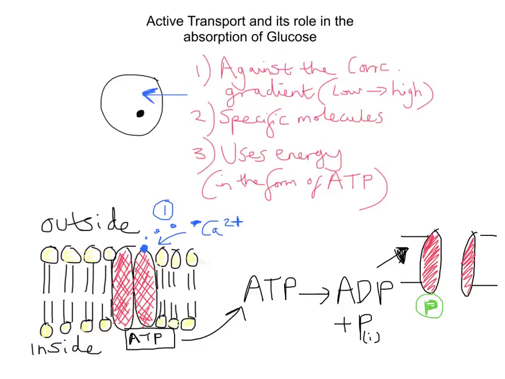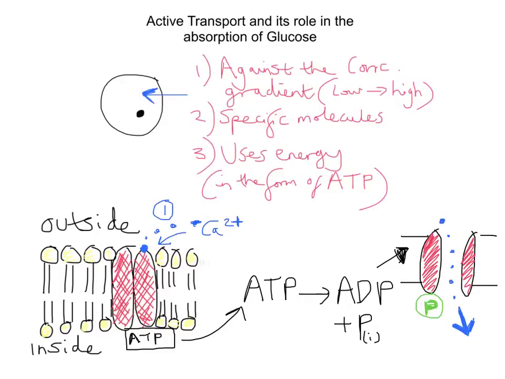Now when that channel opens up and changes shape, we can see that that molecule can now pass through the cell. So this molecule that was here, this calcium, is able to now pass through that channel and comes into the cell. So we've used ATP in an active process, and we've gone against the concentration gradient to actively transport this calcium ion, this molecule, into the cell.